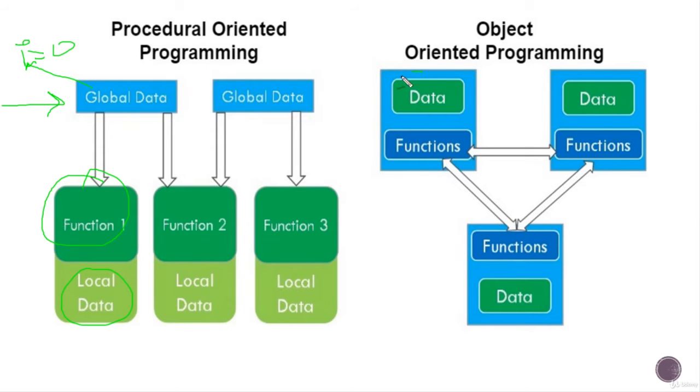But in object oriented programming, you just simply create a class, provide your data right here, and then you have to create your function, and then with the help of objects you have to access the classes and the functions right here. The main concept in object oriented programming here is code reusability.